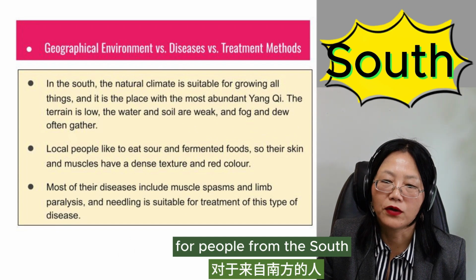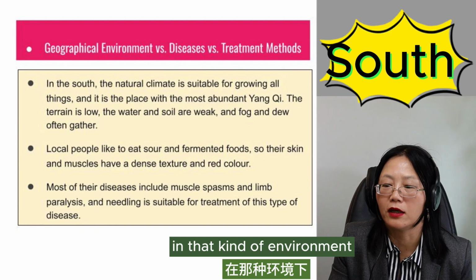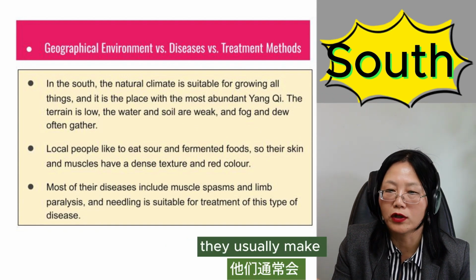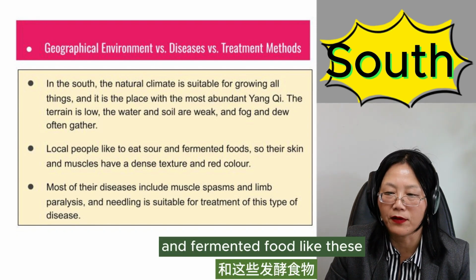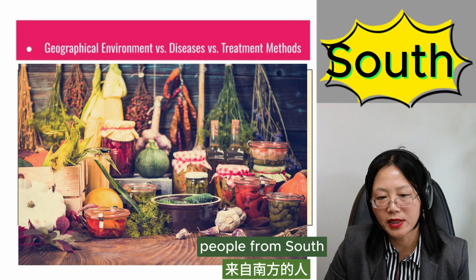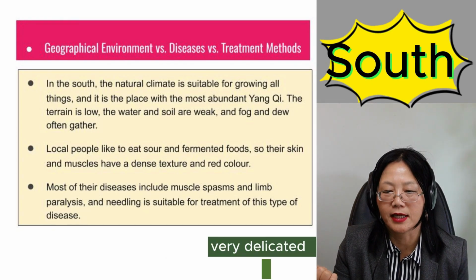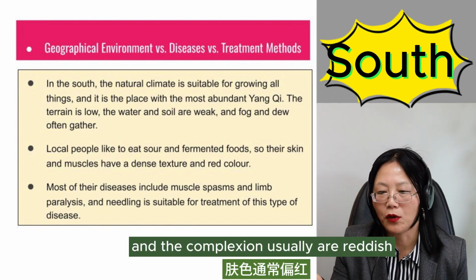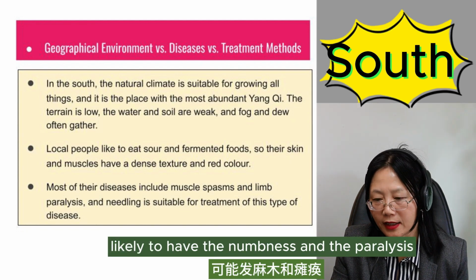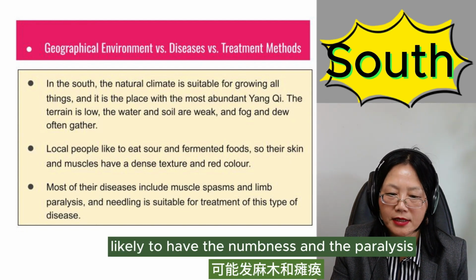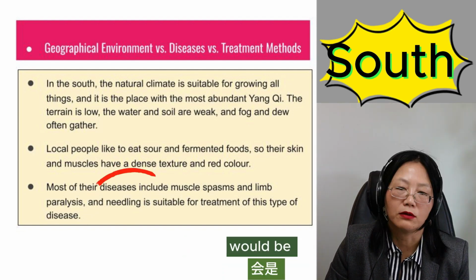People from the south, where it is usually hot and more humid. In that kind of environment, in order to store food, they usually make fermented food. They like acidic and fermented food like this. So people from the south usually have fine, very delicate skin and muscle, and their complexion is usually reddish. The diseases they are likely to have are numbness and paralysis. To treat those diseases, needles would be very useful.